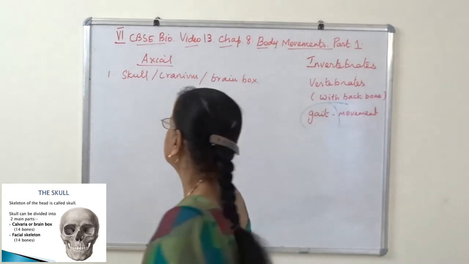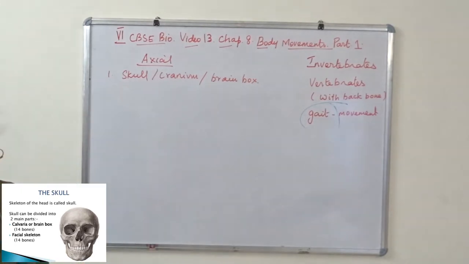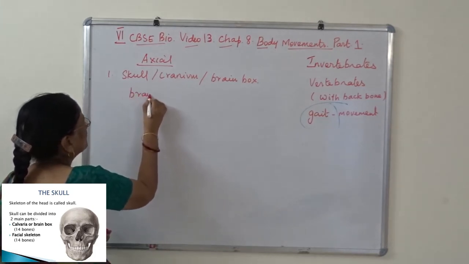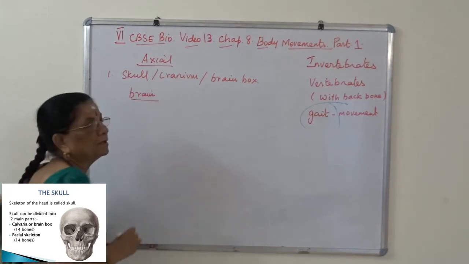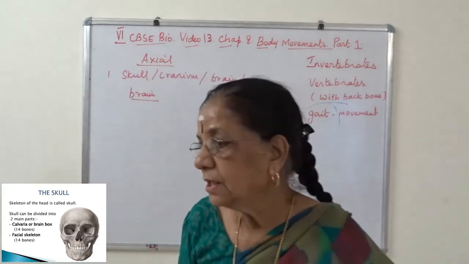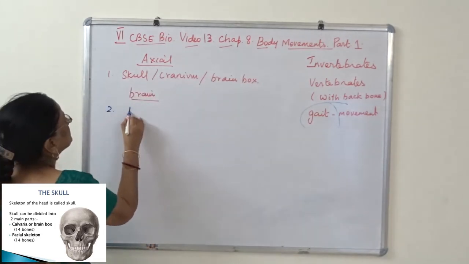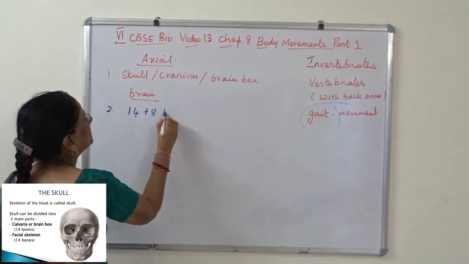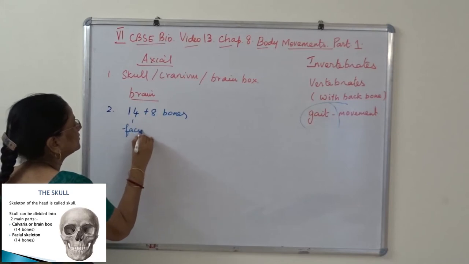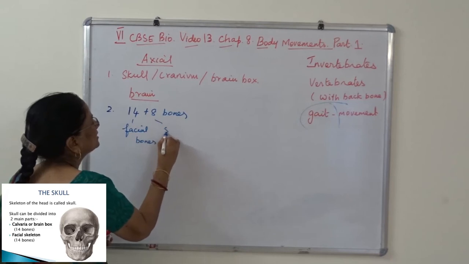Now the skull is also called the cranium or brain box, where the brain is enclosed within the skull. Now the skull is formed of totally 22 bones, as 14 plus 8 bones. Now these 14 bones are facial bones. And these are the skull bones.